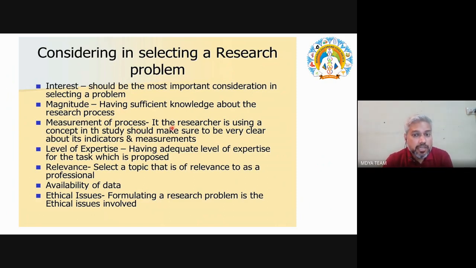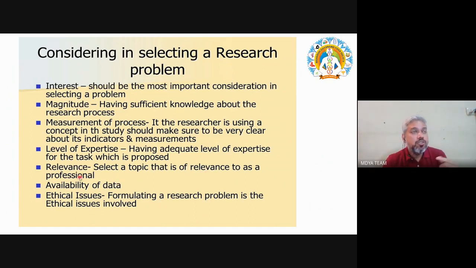Measurement of a process: if the researcher is using a concept in the study, they should make sure to be very clear about its indicators and measurements. When you have chosen your research problem and created your hypothesis, you should know what kind of measurement of a process should be there. Level of expertise: how many research papers or literature you have gone through should be considered, right? Relevance should be there; select a topic that is of relevance to you as a professional.